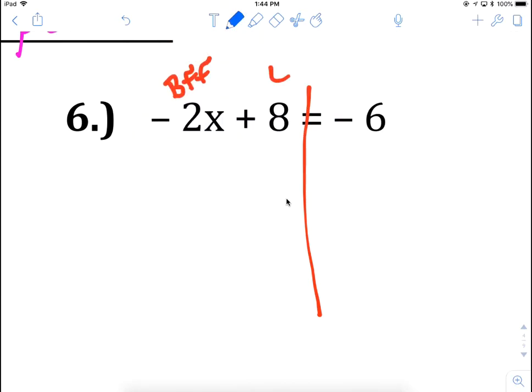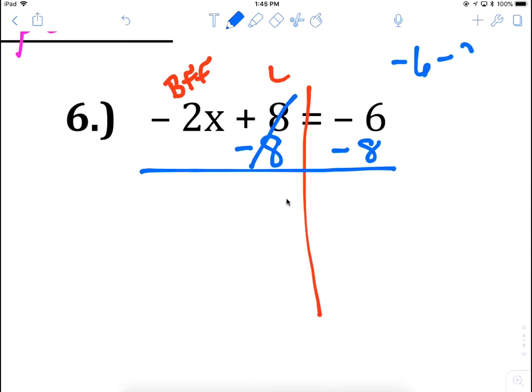I'm going to cancel out the 8. Because it's adding, we're going to subtract. What I do to one side, I have to do to the other, but that means the other side of the equal sign, okay? So I'm going to do my -8 over here. You might need a calculator on this one because when the 8's cancel, we have to do -6 minus 8. Okay, -6 minus 8 is going to give us a -14, and we're bringing down the -2x.